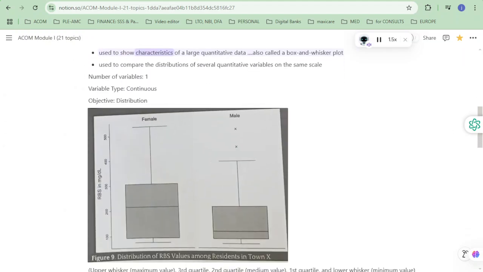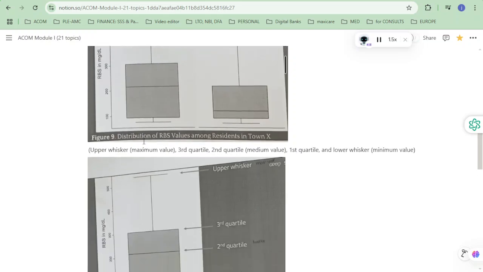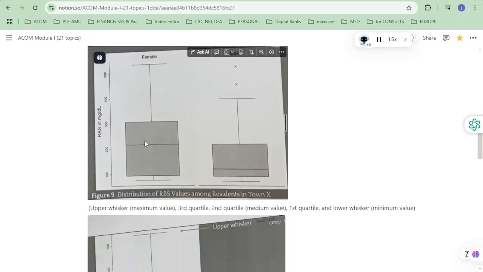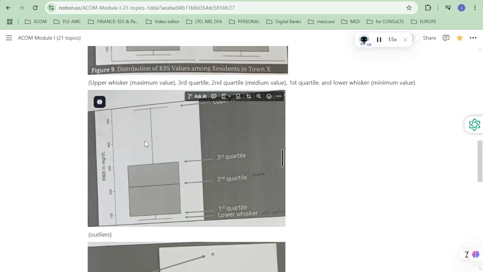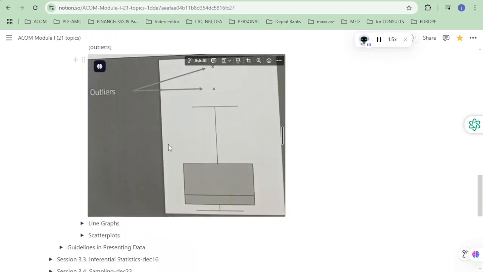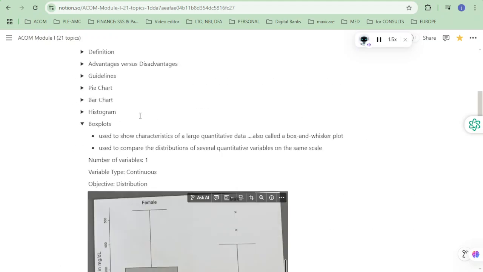Box plots. Used to show characteristics of a large quantitative data set, also called a box and whisker plot. Used to compare the distributions of several quantitative variables on the same scale. Number of variables: 1. Variable type: continuous. Objective: distribution. Parts: upper whisker, maximum value, third quartile, second quartile, median value, first quartile, lower whisker, minimum value, and outliers.